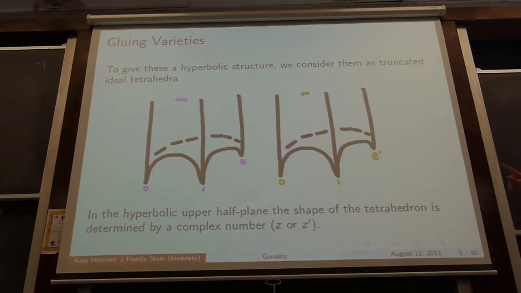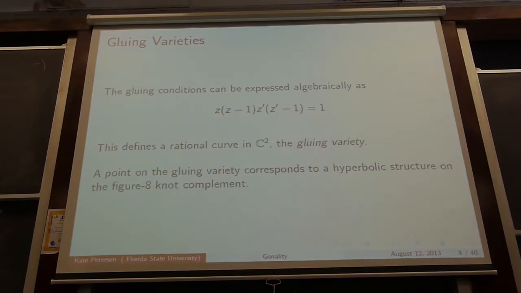So since the shape of the two tetrahedra are just determined by z and z prime, this gluing variety is just going to give me conditions z and z prime must satisfy. And it turns out that in this case, it looks like this equation. So it's a single equation in just the variables z and z prime. Any solution to this equation tells you the shape of those two tetrahedra, and also implicitly is saying that you can actually glue them up with that pattern and get a manifold back that is the figure eight.